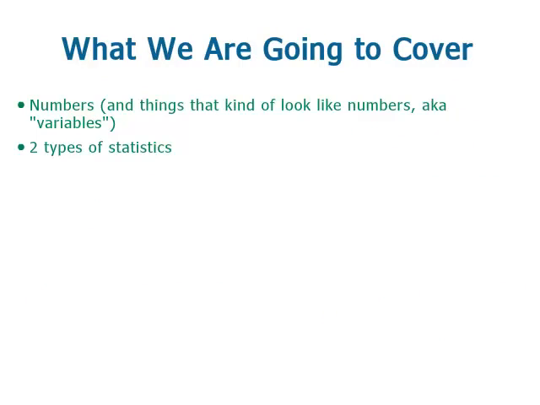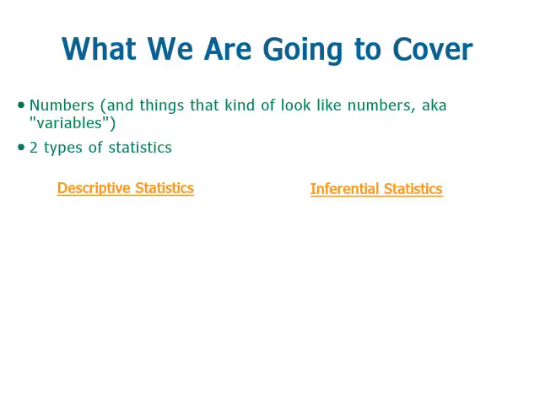So here's what we're going to cover this week. We're going to be talking about numbers and things that kind of look like numbers but aren't really numbers. So for now, we'll just call them all variables. We're also going to talk about two different types of statistics. There are descriptive statistics and inferential statistics.